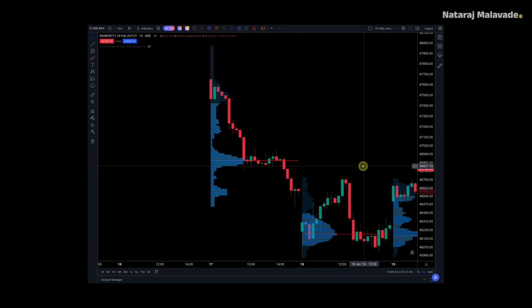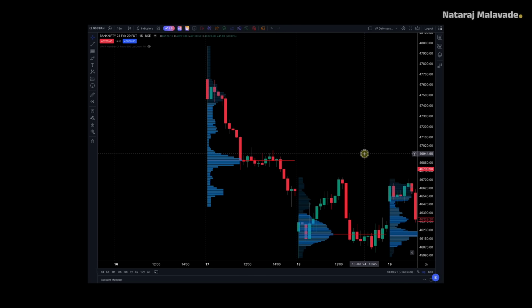All right, what would be your target? Just think about it. So it's a point of control, right? This is where the point of control is, and this is where the PDL is. So the immediate target would be 46,190, and the main target would be 45,970, which was the PDL, previous day low. Let's see what happened in the next candle itself.